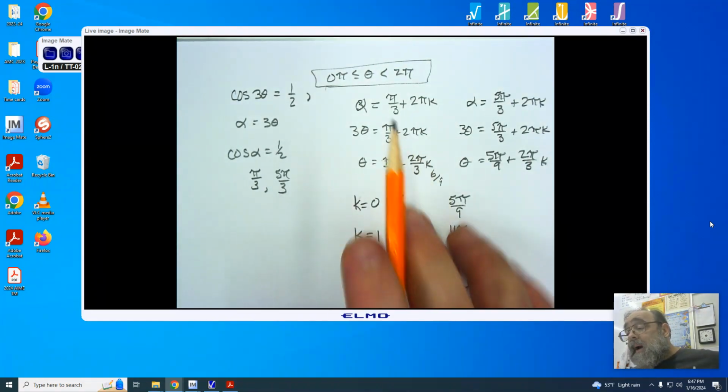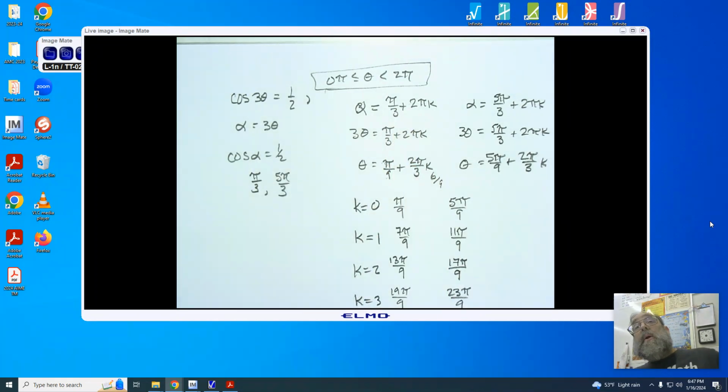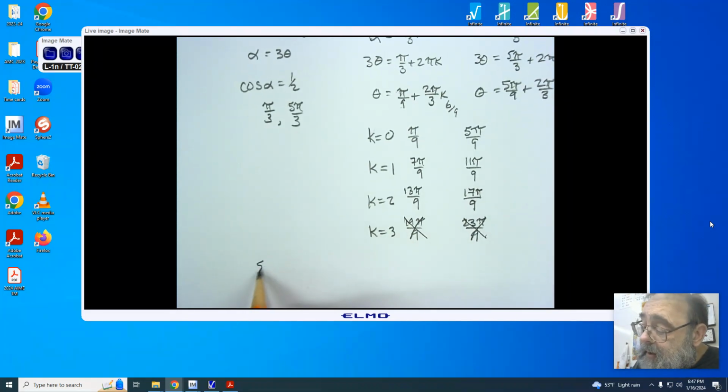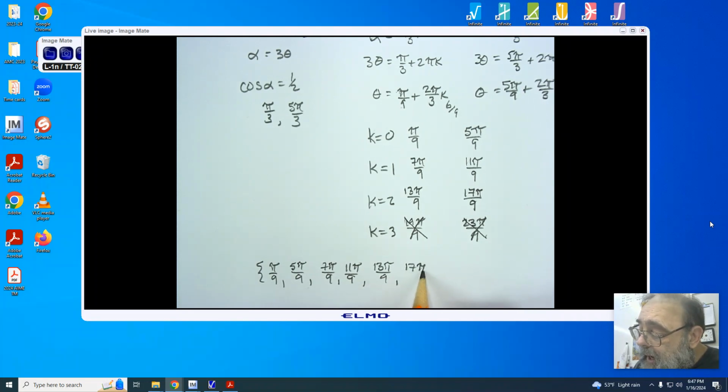Now stop and think about it. It's got to be less than 2 pi. 2 pi would be 18 pi over 9, which means that 19 is too much and 23 is too much. I can now write my solutions down in my solution set: pi over 9, 5 pi over 9, 7 pi over 9, 11 pi over 9, 13 pi over 9, and 17 pi over 9.